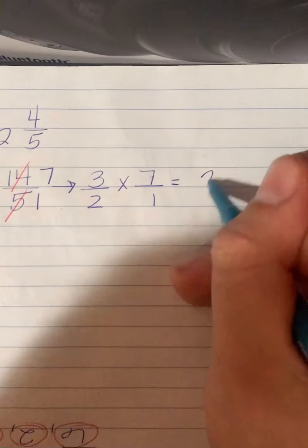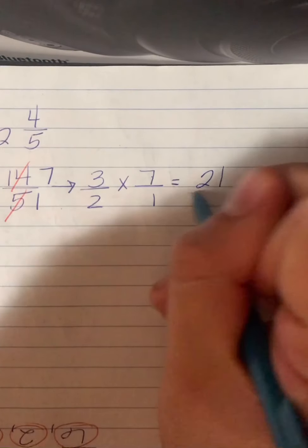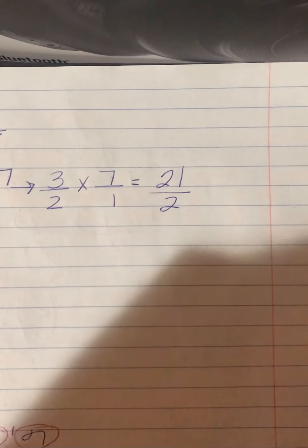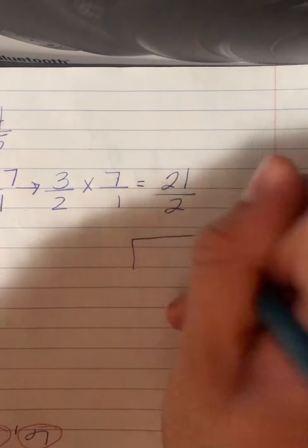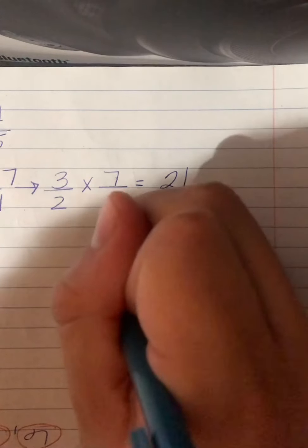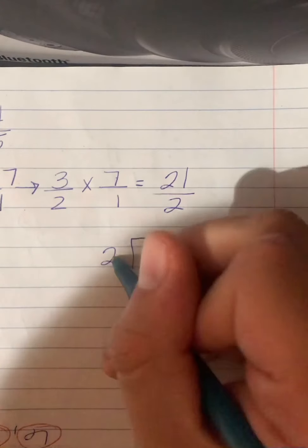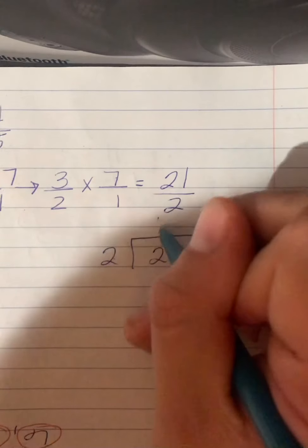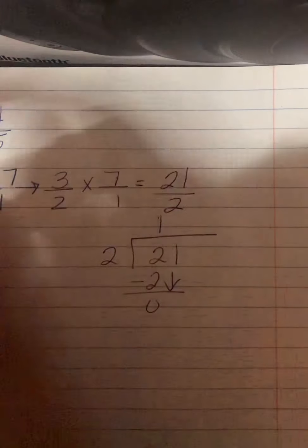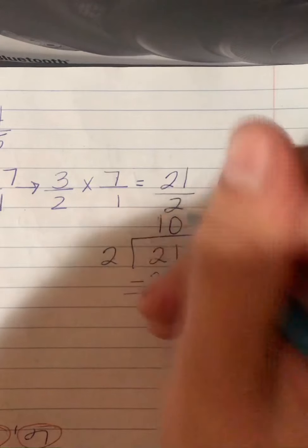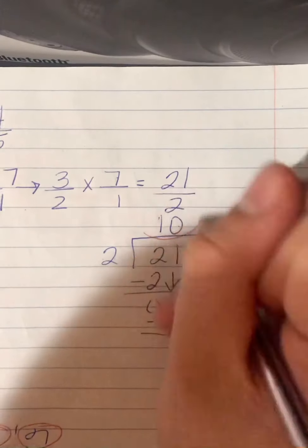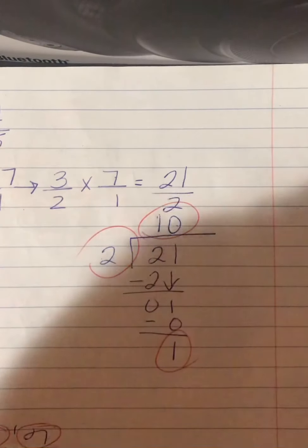Step 3, multiply across horizontally. 7 times 3 is 21. 2 times 1 is 2. Step 4, change from an improper fraction to a mixed number. Therefore, I do my division box. What goes on the inside? 21. And then on the outside, I have 2. How many times can 2 fit into 21? Well, 2 can fit into 2 once. How many times can 2 fit into 1? 0. So 2 times 0 is 0. My answer is 10 and 1/2.